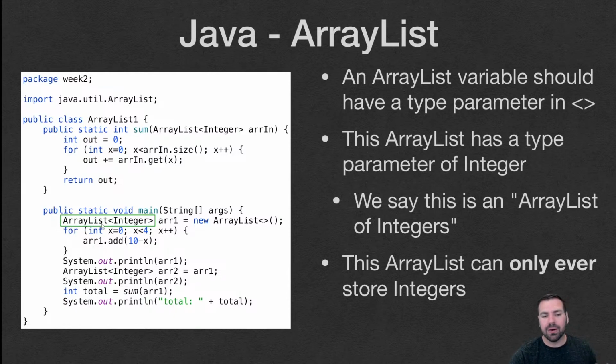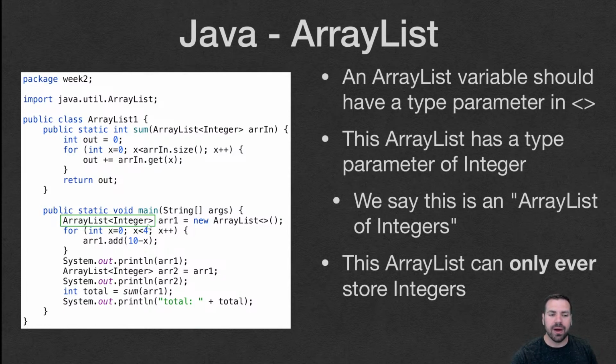So we don't just create an array list. We create an array list of integers. We create an array list of doubles. We create an array list of strings. Or we create an array list of array lists of integers. But we have to have some type here. It can be any valid type, including array list of integer itself, like I just mentioned. But it has to be a valid type that's defined by a class. And then this array can only ever store values of that type.